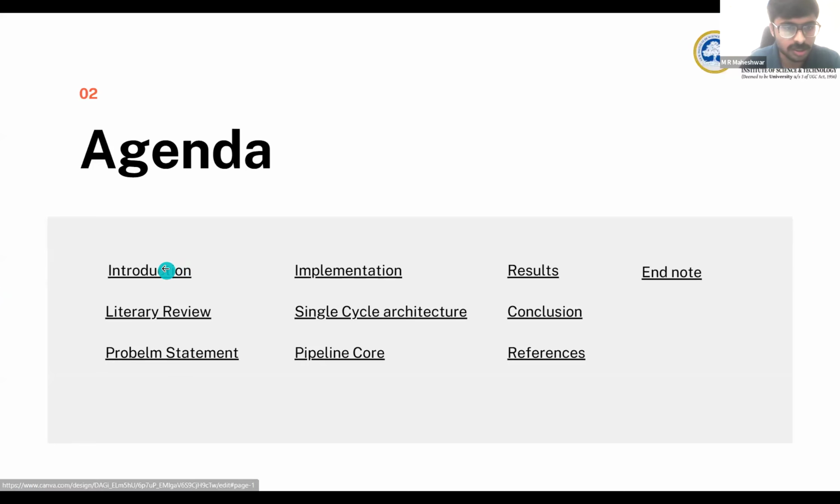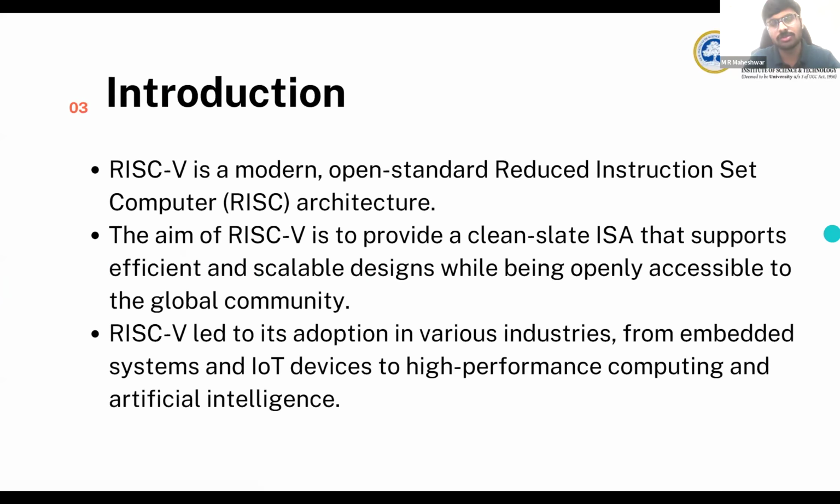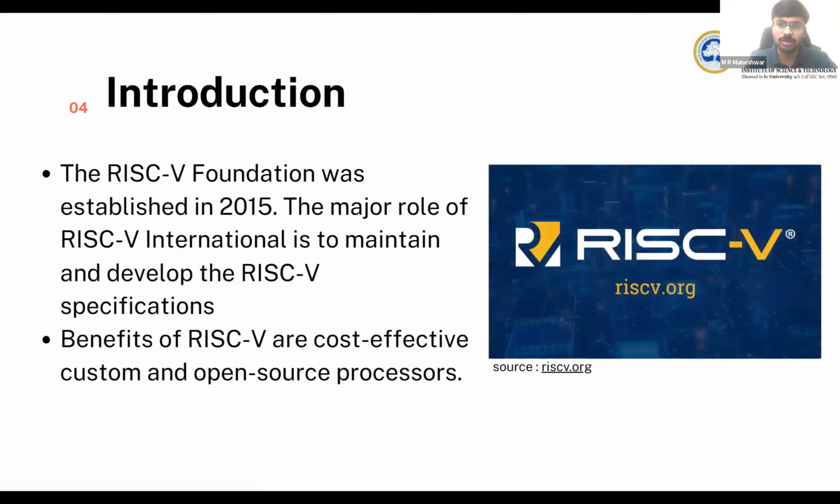Let's go to the introduction. So what is RISC-V? RISC-V is reduced instruction set computing. V stands for the fifth generation of it. It is an open source architecture which can be useful in all types of embedded applications. RISC-V initially came out internationally in 2015, and from then onwards it started rapidly evolving.